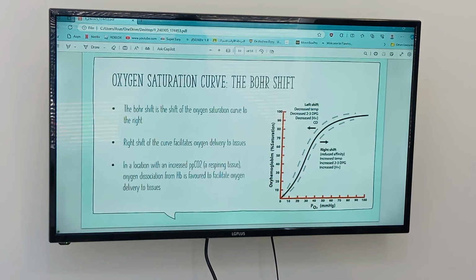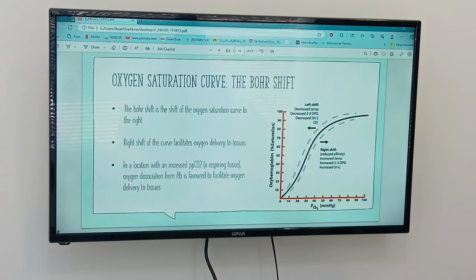Okay. Oxygen saturation curve, the Bohr shift. Here, left shift: decrease in temperature, decrease in 2,3 DPG, decrease in hydrogen, decrease in carbon dioxide. Right shift, reduced affinity: increase in temperature, increase in 2,3 DPG, and increased hydrogen. This is oxyhemoglobin saturation.